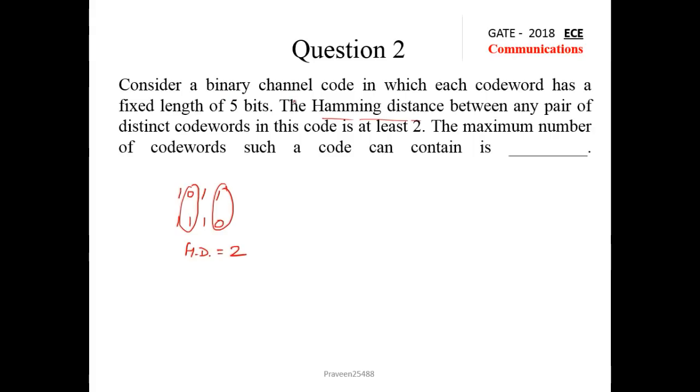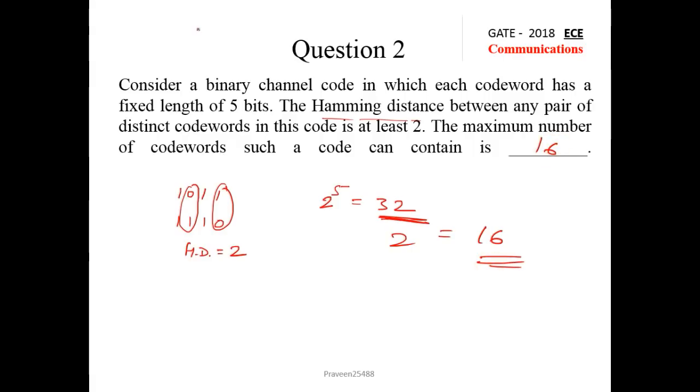Now come to the question. It is asking about a binary channel code in which each code word has a fixed length of 5 bits. So the total possible code words are 2 to the power 5, that is, the maximum code words are 32, and out of 32, the maximum number of code words which will give the Hamming distance of 2 would be just divided by 2, so it would be 16 here. So our correct option is 16.